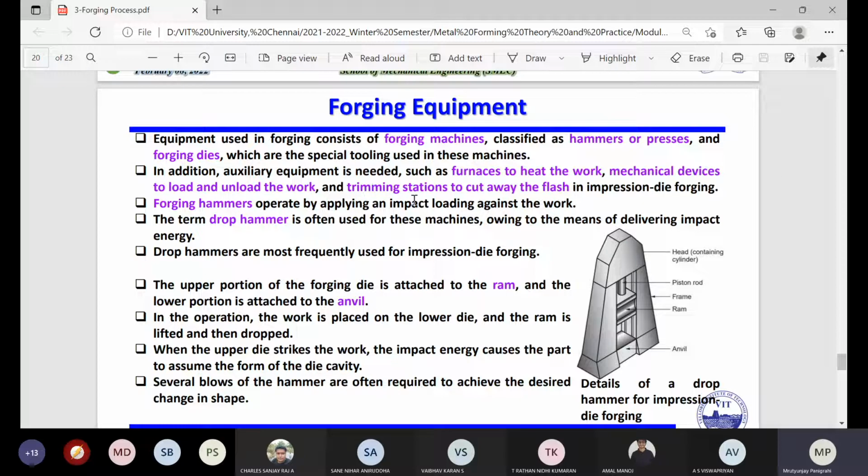Apart from this, you also need some secondary or auxiliary equipment. One is a furnace to heat the work, second is mechanical devices to load and unload the work, and third is the trimming station to cut away the flash. So these are also some parts.